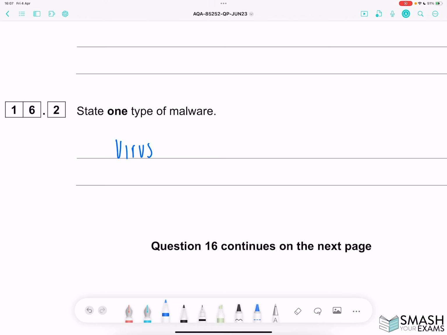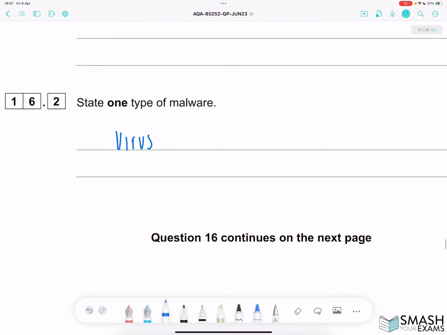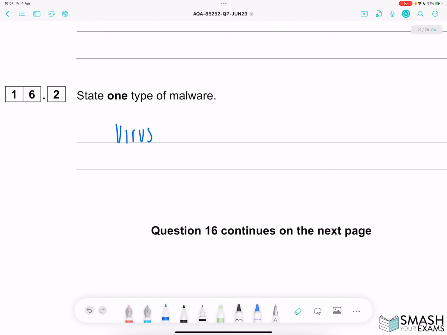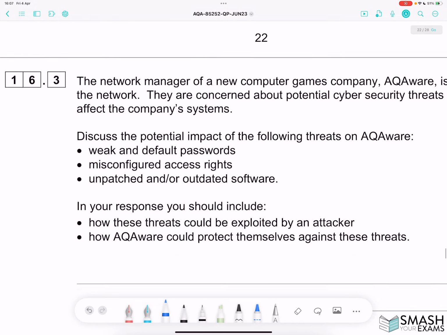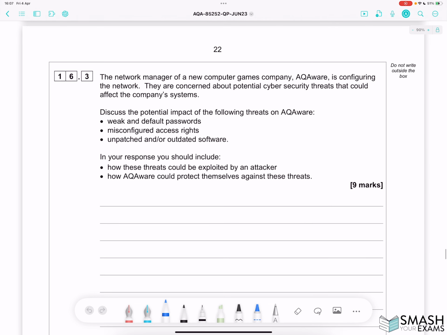We could have also said things like, just noticed that U looks really dodgy. Why don't I fix that for you? There we go. So yeah, we could have said Trojans and spyware and etc. Lots of different things we could put there.